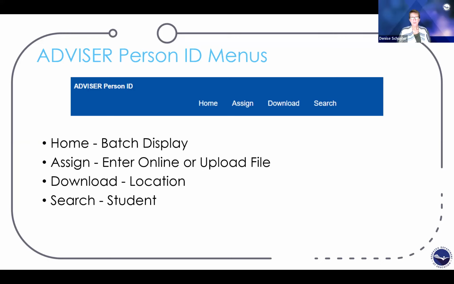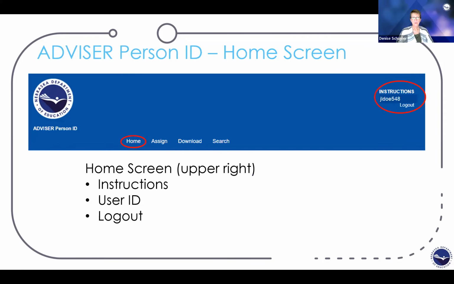Once you're in the Advisor Person ID, there are three segments. Your top segment is your menus. So we have the home, assign, download, and search. On the top half of the home screen, you'll see a link for the instructions. That's the instructions for the Advisor Person ID system, and it'll walk you through almost every process that can be done in the system. Then you have your login ID, and there's a logout link as well.